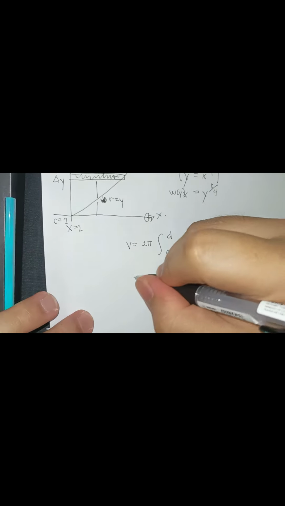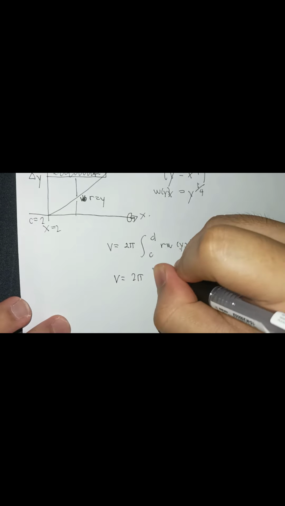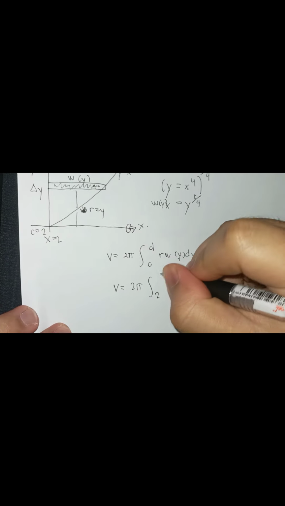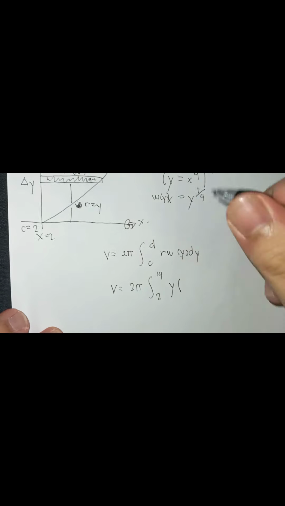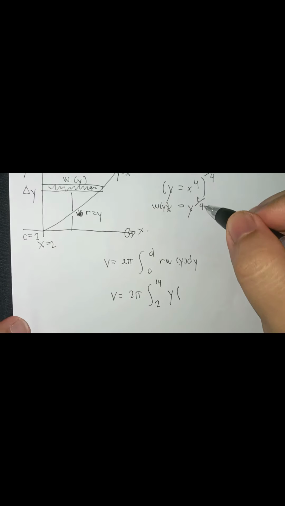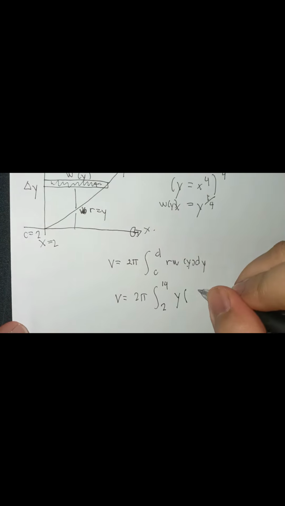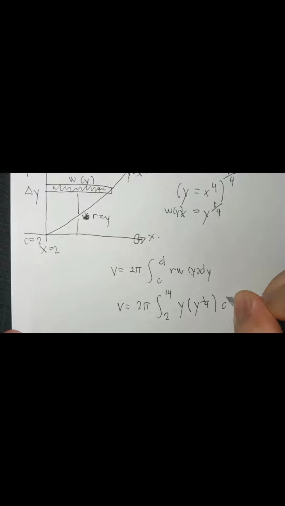By the way, our radius is equal to y. Now continue with the volume formula: 2 pi times the integral, substitute c and d, 2 to 12, and our y, the width of our y is y with a 1/4 exponent, dy.